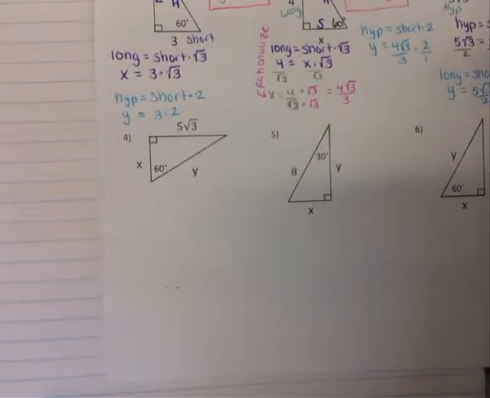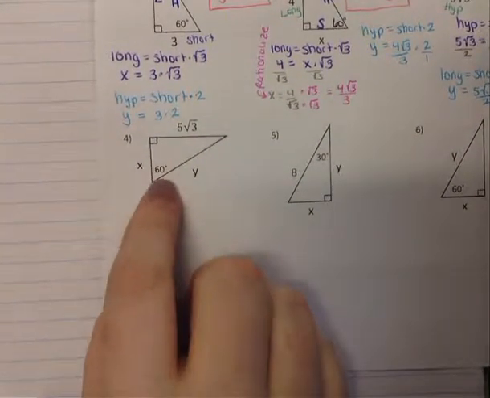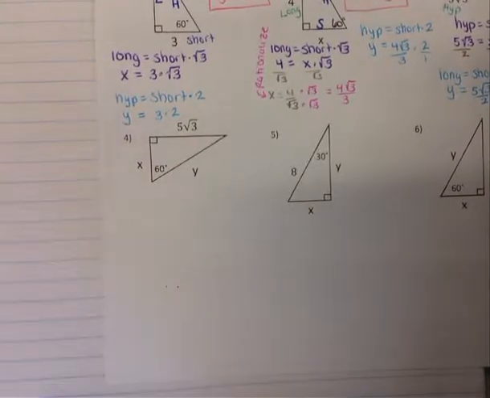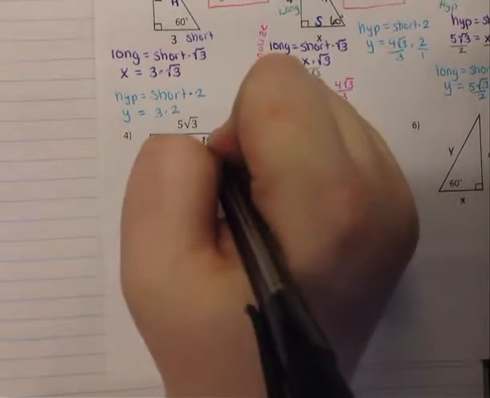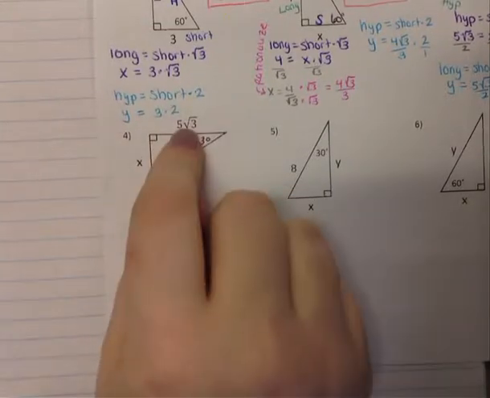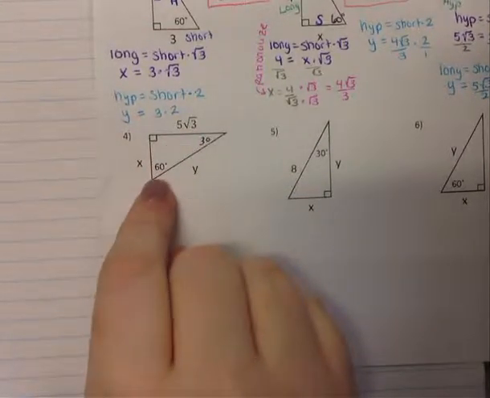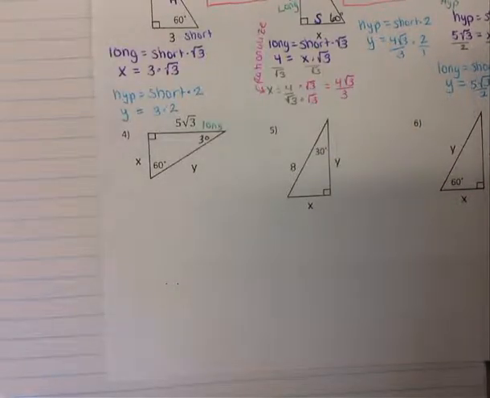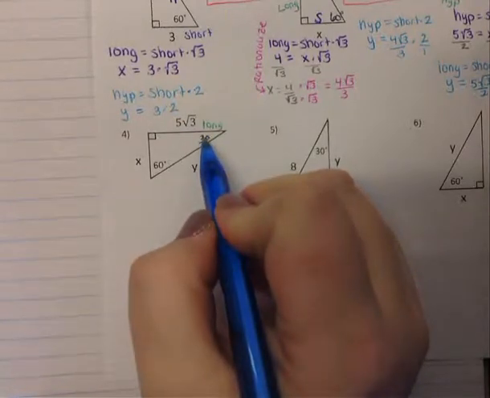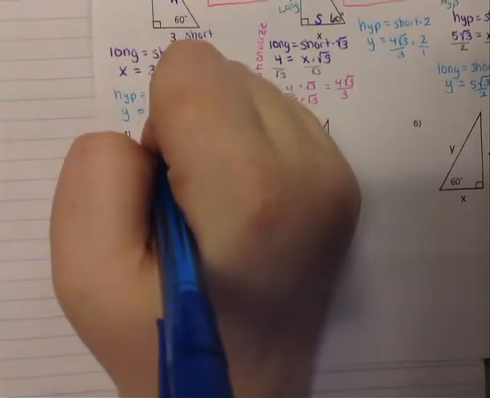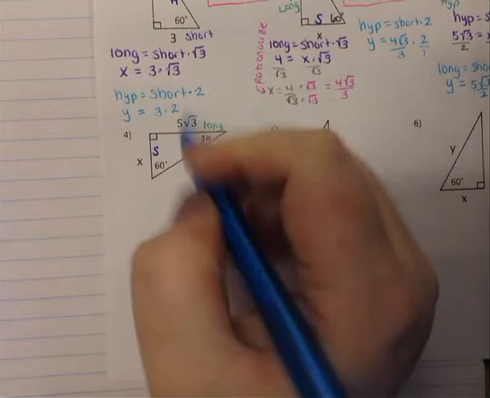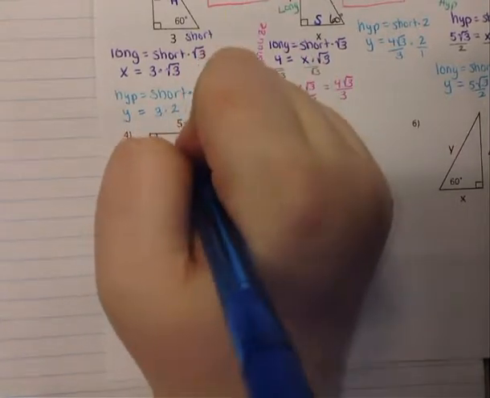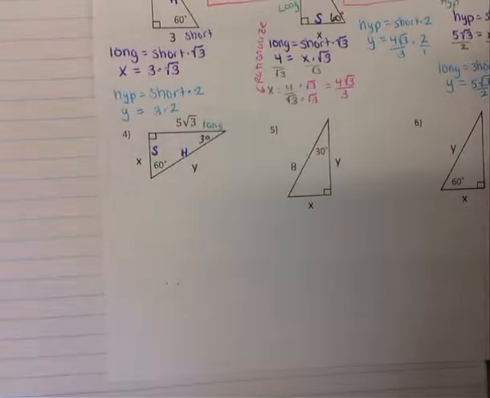This next example, so again, we have a 60 degree here, 90, that means we have to have a 30 here. So if we have a 5 square root of 3, which opposite that is a 60, that means that the 5 square root of 3 is your long leg. So we want our short, so 30 degrees opposite that is our x, so this represents our short, and then y would represent our hypotenuse. I'm just labeling that in there.